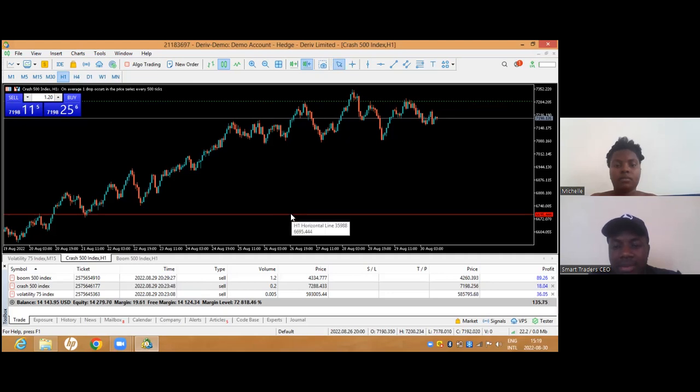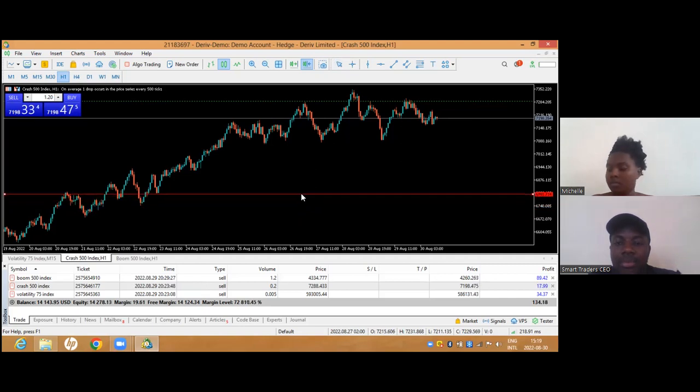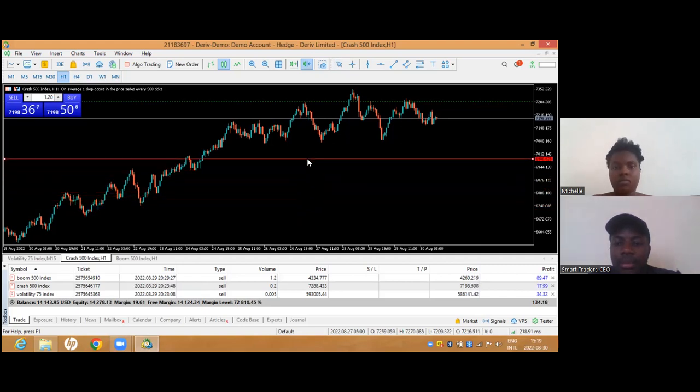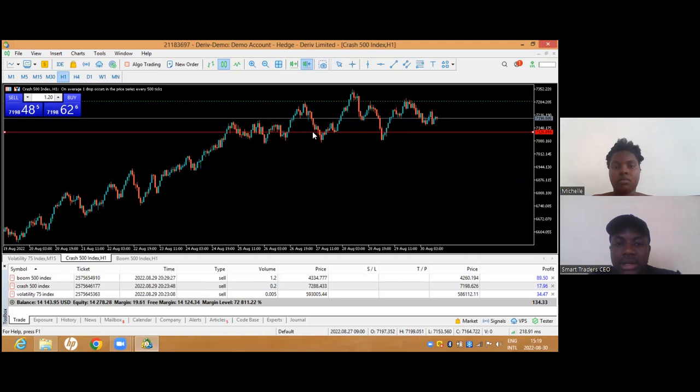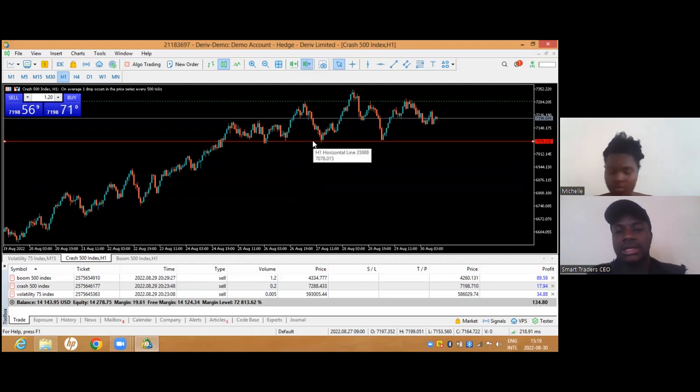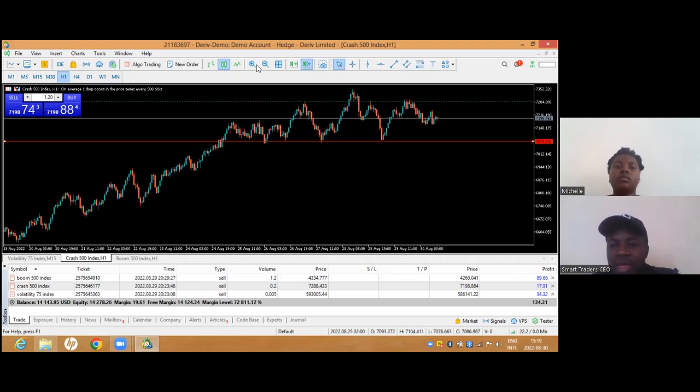Double click it again and push it. Push it up. Drag it. Up, up, up, go down, down, right there. That is your support. Why is it your support? If you look to the left and to the right, candles have been failing to close below there. Can you see it?